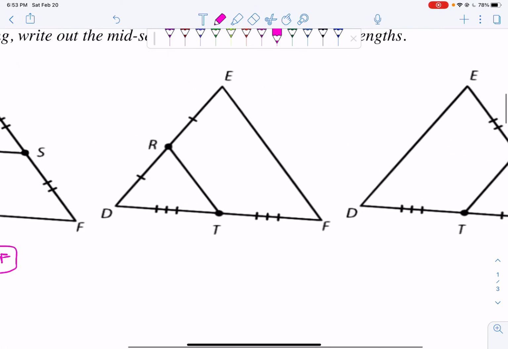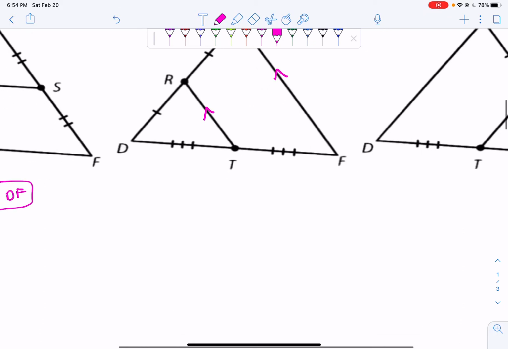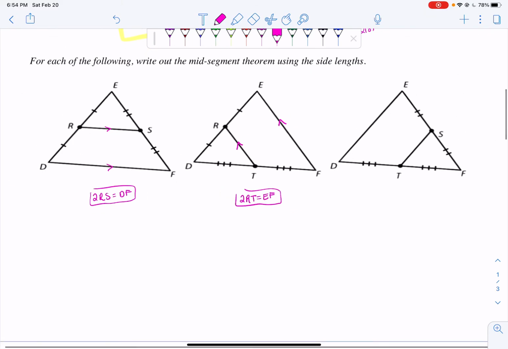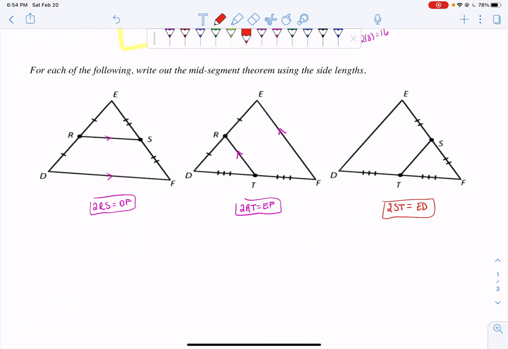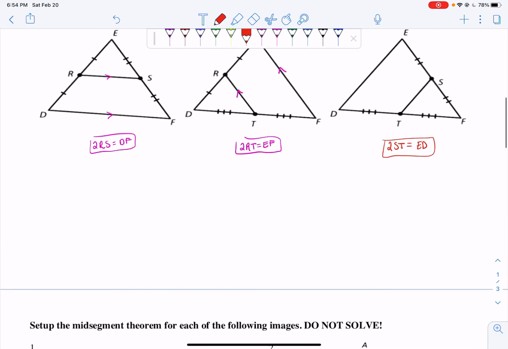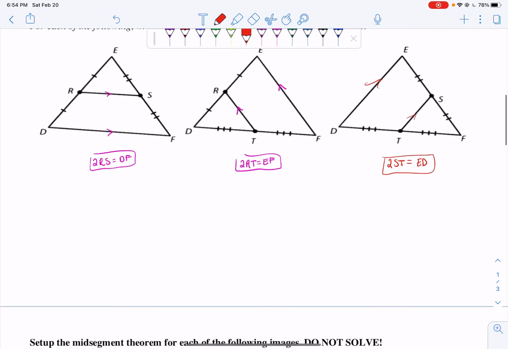If I look at this example, my midline is RT and my base is FE. So I would have to double RT and set it equal to EF. And that would be my final answer. Try to do the next one by yourself. If you do the next one by yourself, you would be doubling your midline of ST and getting 2 times ST is equal to ED or DE. It doesn't matter what your ordering is. So that's how you use the midline or mid-segment to assist you with these problems.